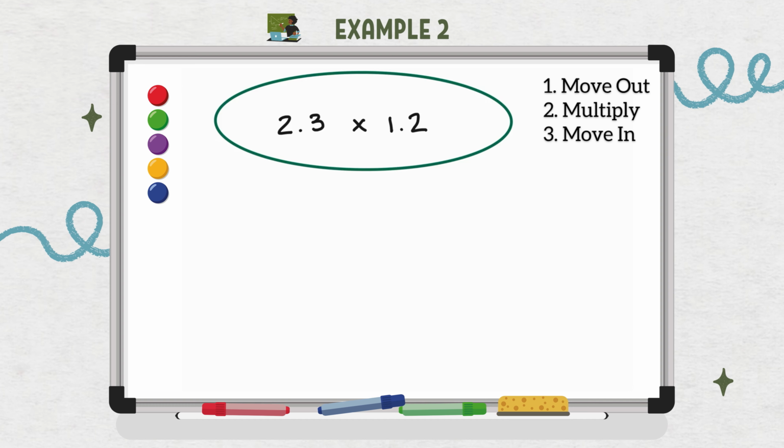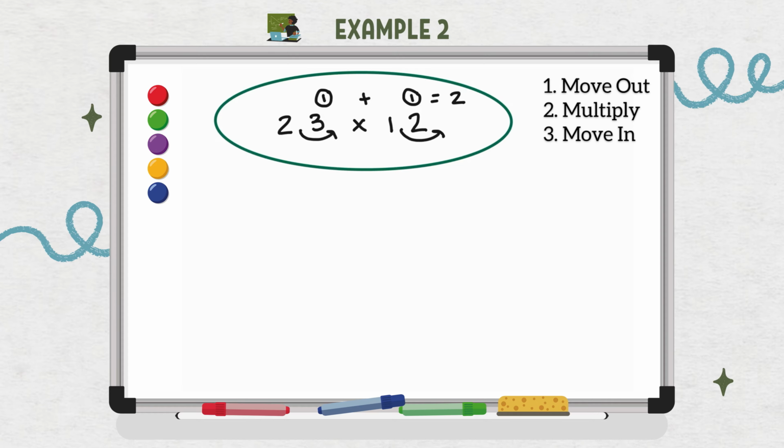Example 2, we have 2.3 times 1.2. Step 1, we're going to move our decimals out, and this time both of our numbers have decimals. For the first number, we only need to move it out 1 time, so I'm going to put 1, circle it. And the second number, we only need to move it out 1 time, so I'm going to put 1 and circle it. And now I'm going to add my circled numbers together to get 2. We're going to save that number for later.